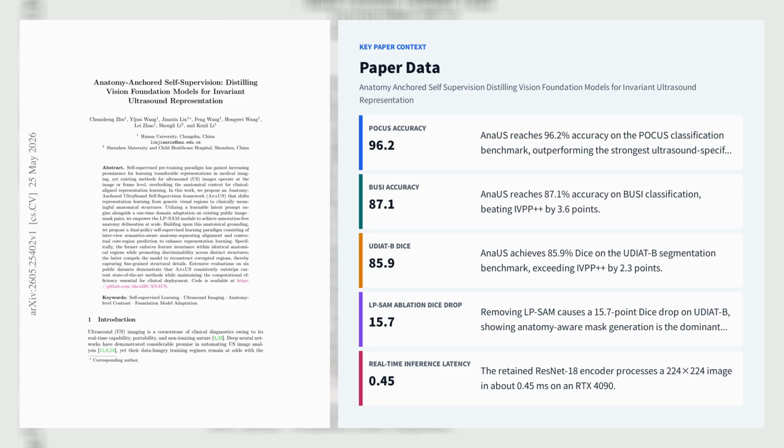using ultrasound-specific perturbations, such as pixel shuffling, Gaussian speckle noise, and occlusion, across 6 public benchmarks, including POCUS, BUSI, UDAIP-B, TN3K, and HMC-QU. ANA-US reaches 96.2% accuracy on POCUS, 87.1% on BUSI, and 85.9% DICE on UDAIP-B, outperforming the strongest ultrasound-specific baseline IVPP++ by 3 points, 3.6 points, and 2.3 points respectively.